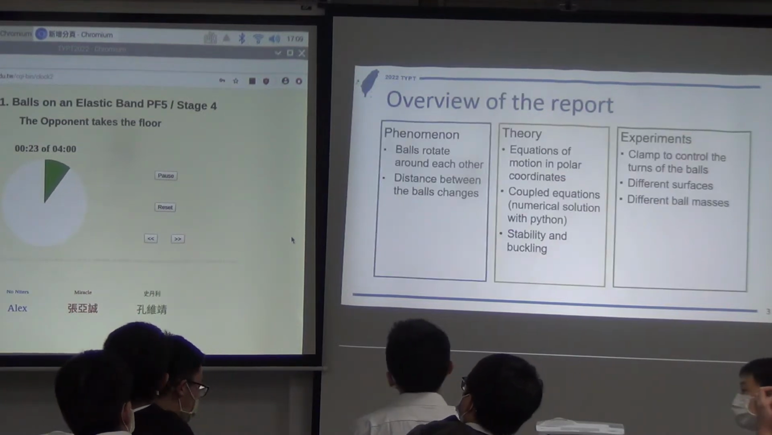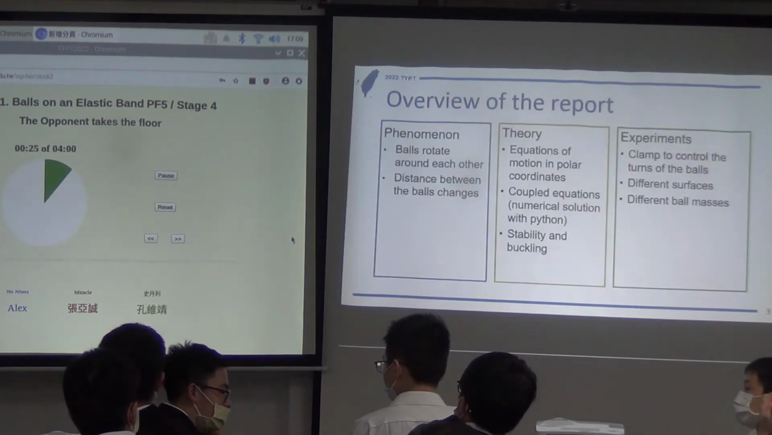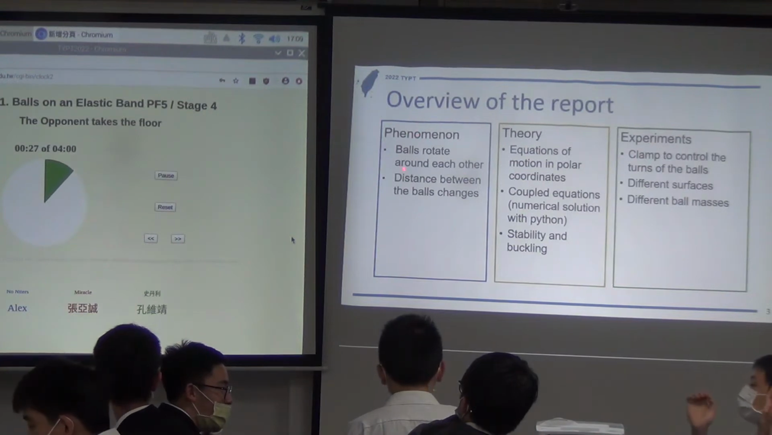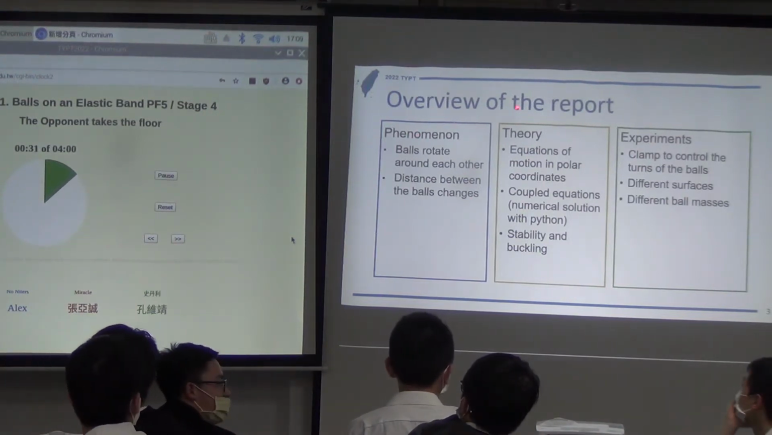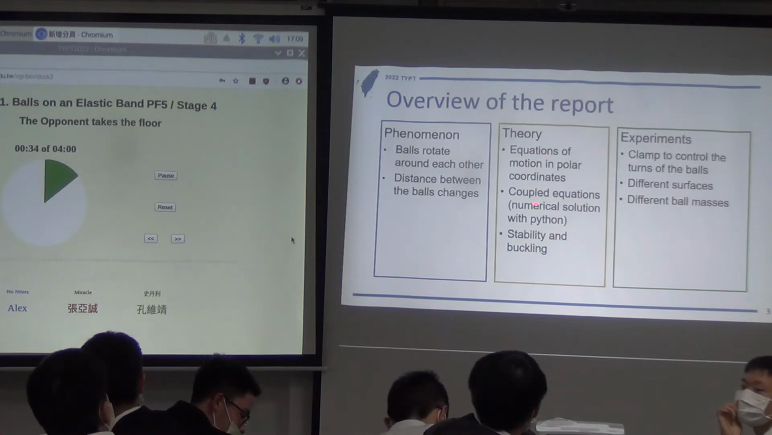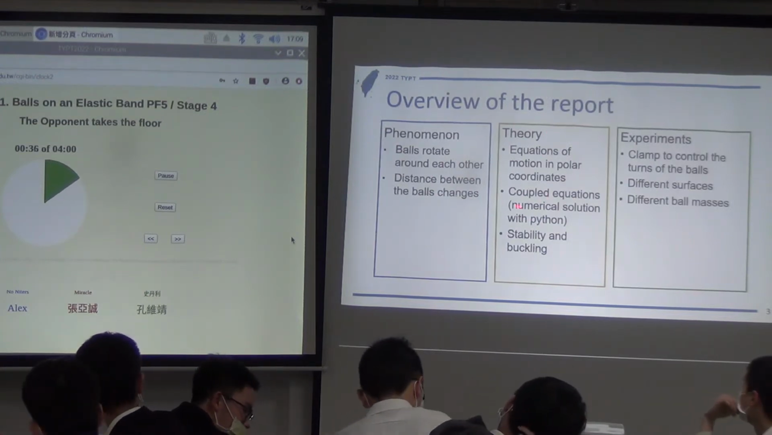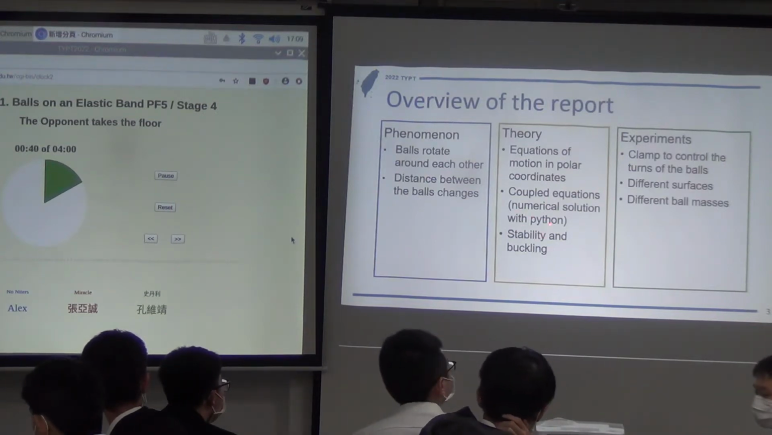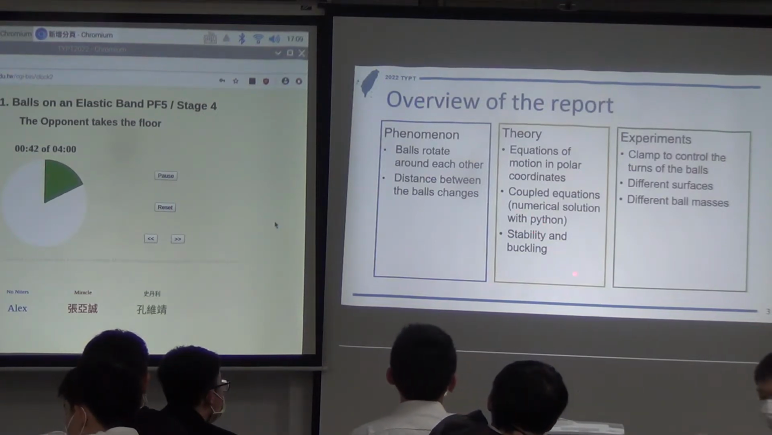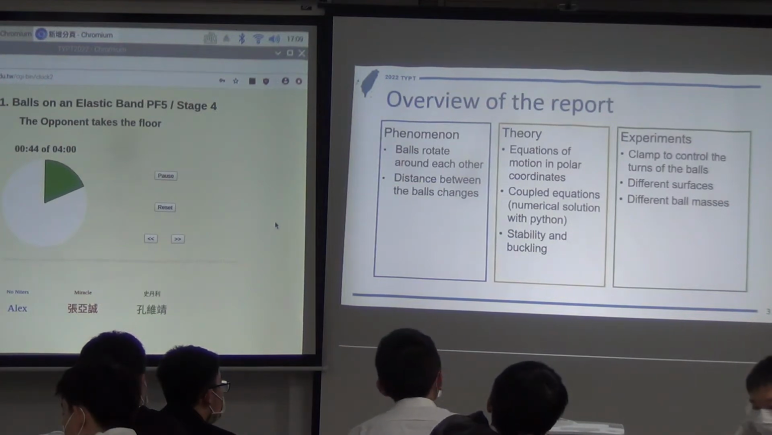And the overview of the report. The reporter said that these balls are phenomenal. The balls rotate around each other, and the distance between the balls also changes. For the theory, they use the equation of motion in coordinates, and they have a couple of equations which were solved numerically with Python. And finally, they discussed the stability and buckling of the elastic band.